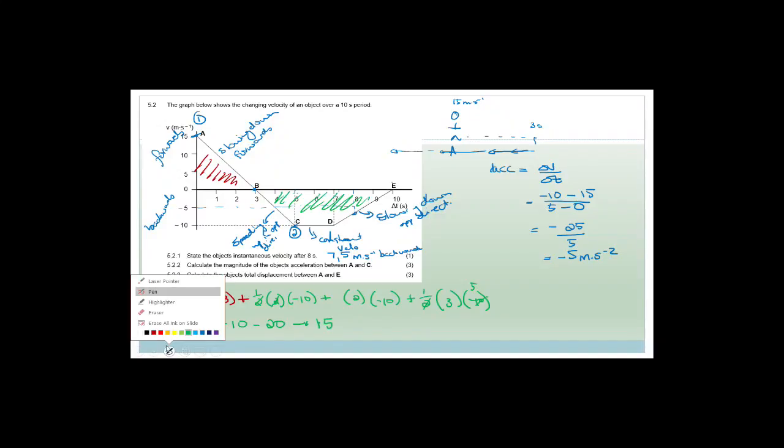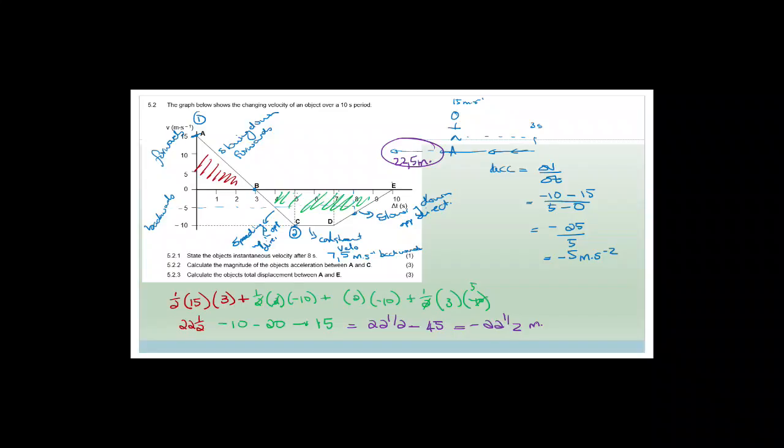So my total is going to be 22.5 minus 45, which is minus 22.5. And that's what I showed you: he actually goes further backwards, or further to the left, or further to the west if he was traveling east, than where he started. He went past where he started by 22.5 meters. Nice question.